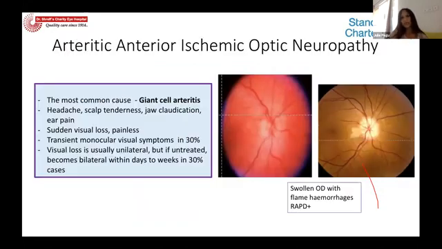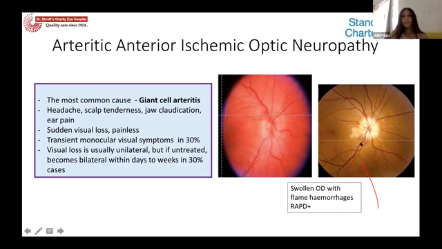The second cause for a white pale optic disc can be an arteritic ischemic optic neuropathy. But again, here you will get a typical history of headache, scalp tenderness, jaw claudication, ear pain, and the patient will give you a history of sudden painless vision loss, which never happens in glaucoma. Also, if the cause is arteritic, then the patient may also give you a history of transient monocular visual symptoms. And in the initial stages, this kind of patient will have a swollen optic disc with maybe some flame-shaped hemorrhages and an RAPD.